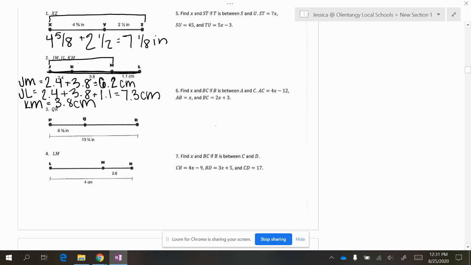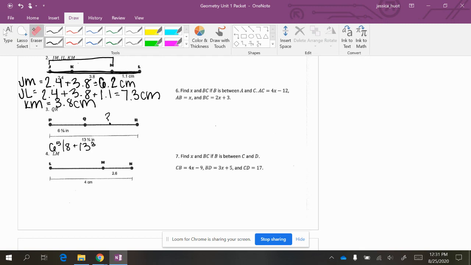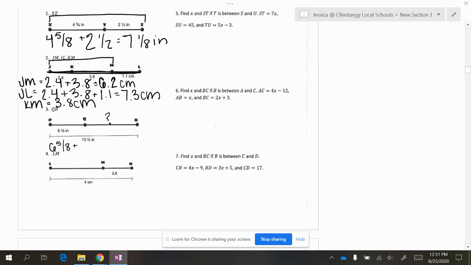Okay, so number 3, find QR, so Q to R. So I need to find this part right here. I know part of it and I know the whole length. So you can look at it in 2 different ways. Some people can see it as 1 part plus 1 part equals a whole. So you can go ahead and say 6 and 5/8 plus what will give me 13 and 3/4.